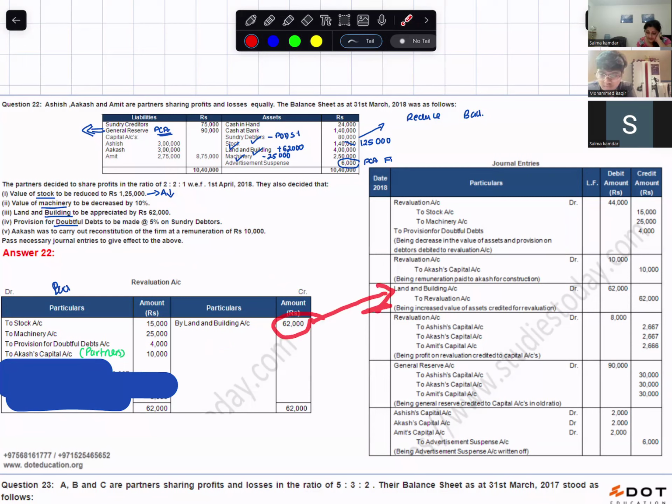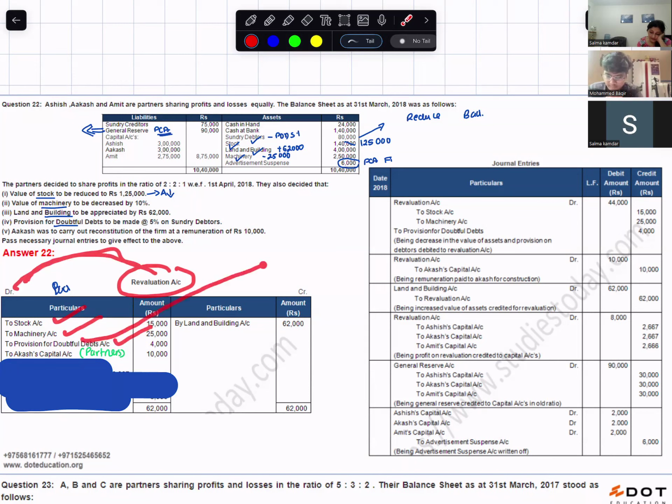Then revaluation account is debited, and stock account, machinery account, and provision for doubtful debts are credited. Revaluation debit and all the three are credit.